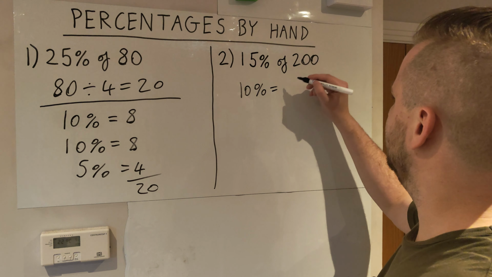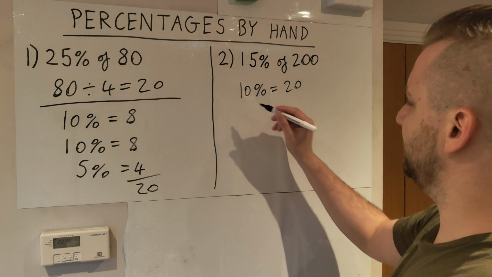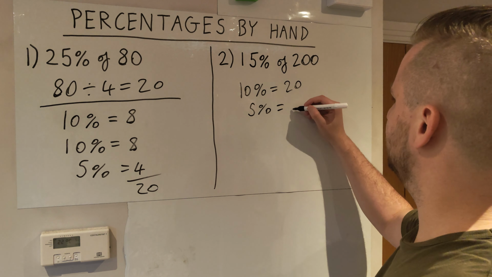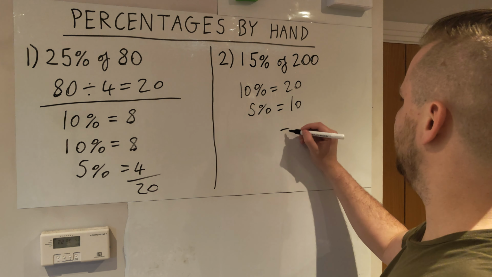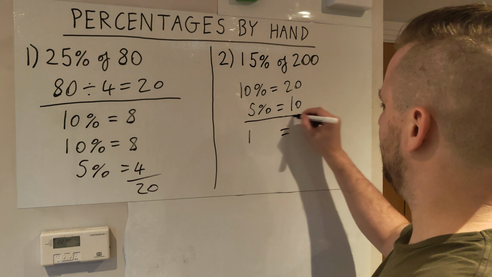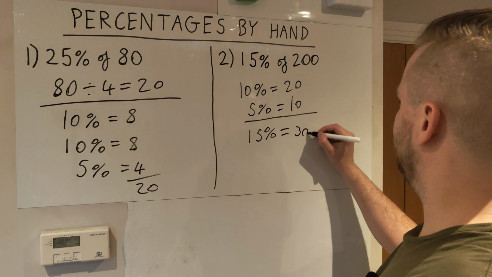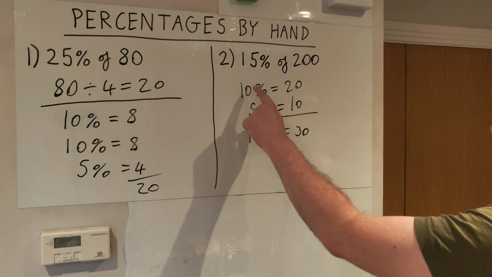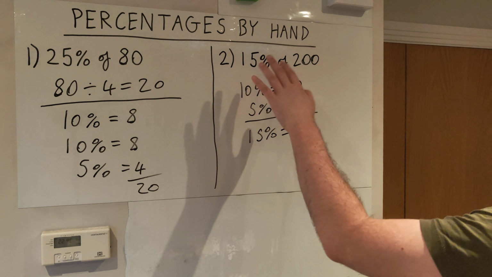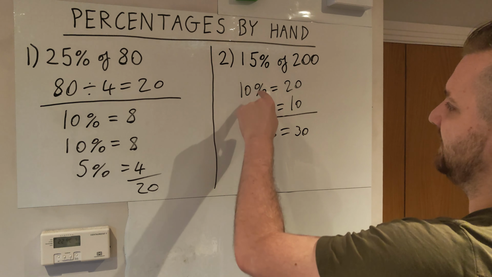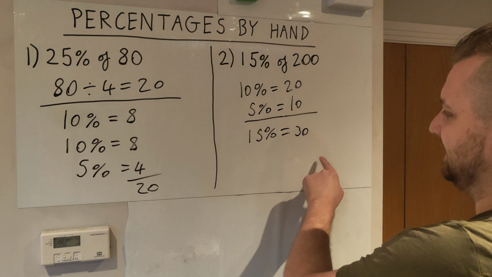So 10% is equal to 20. So 5% is going to be equal to half of that, equal to 10. So for your final answer, you can add them up too. So 15% is equal to 30, because we've added that up, and we got the 10% quite easily, and then from there we got the 5%, and then we just added them together.